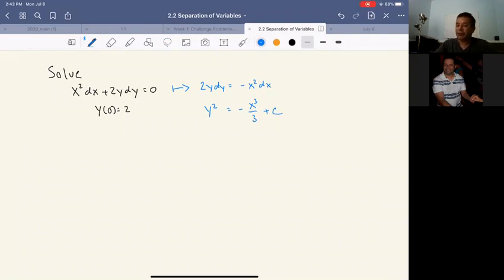Remember, we take the square root with the c inside of that square root. If it's a nonlinear operation, you're going to have to move the constant with it. So y equals plus or minus the square root of c minus x cubed over 3. Now, because y of 0 equals 2, we know that we're going to be taking the plus.